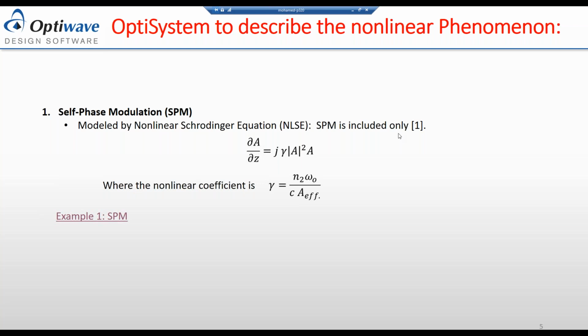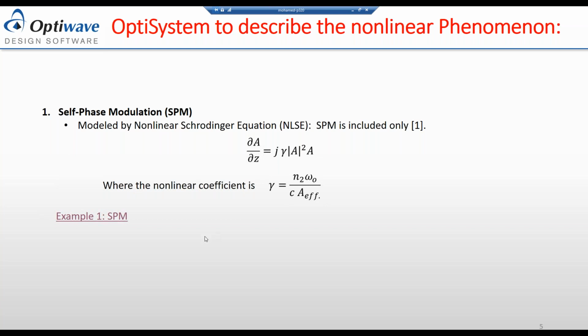How to model it? For sure, there are many references. I just select one, the most famous one, Agrawal. So it's written here: the variation of the field itself is proportional to the intensity. And there is an imaginary part. This imaginary part refers to the phase itself. Without this one, it would affect the temporal profile. But because of this j, we have an effect on the spectrum. And gamma is a nonlinear coefficient. It's related to n2, as we explained in the first slide, the nonlinear refractive index, and the cross section of the fiber. And for sure, it's a function of the operating wavelength or operating frequency.